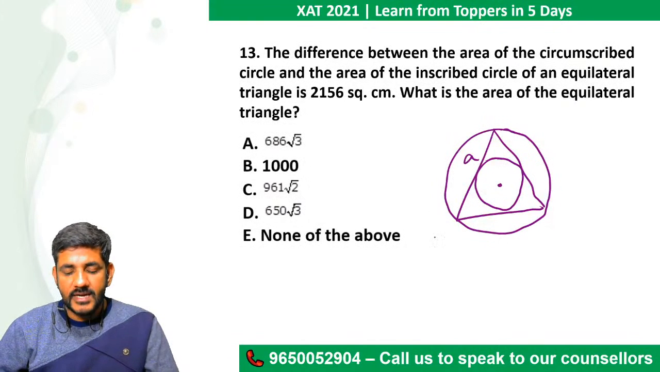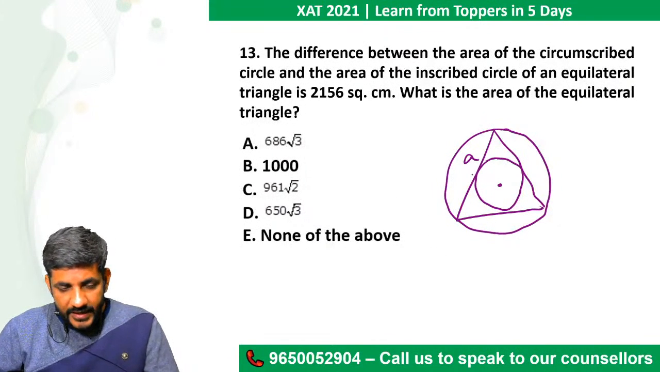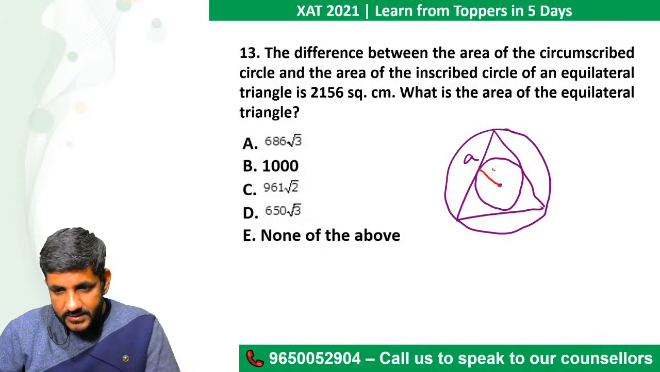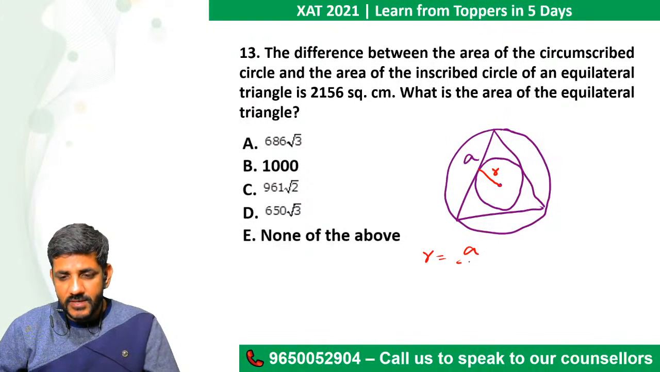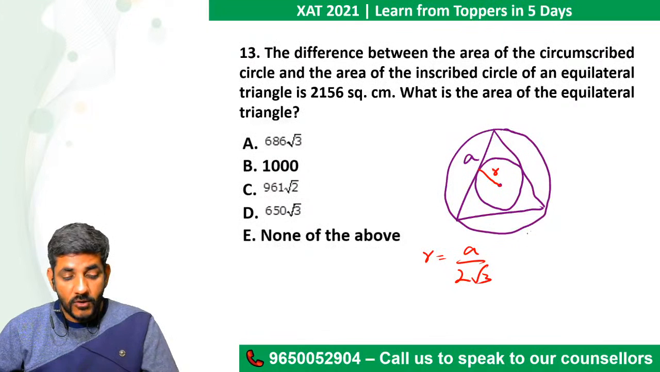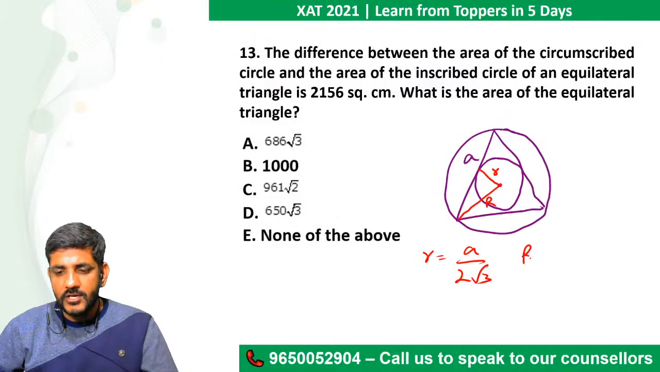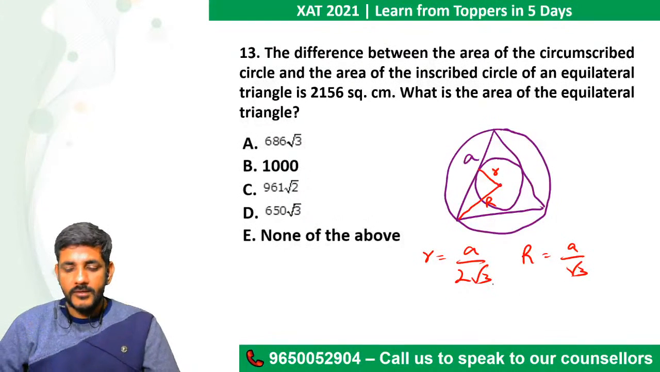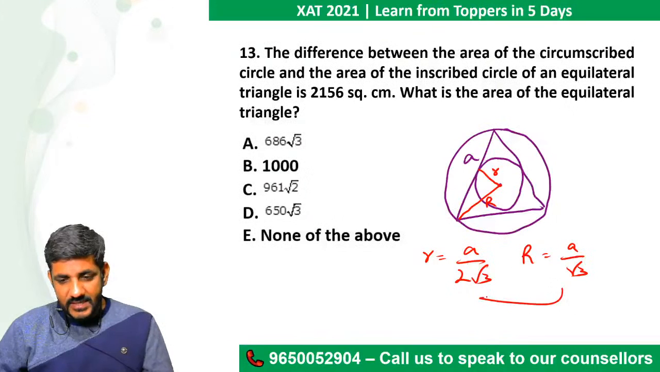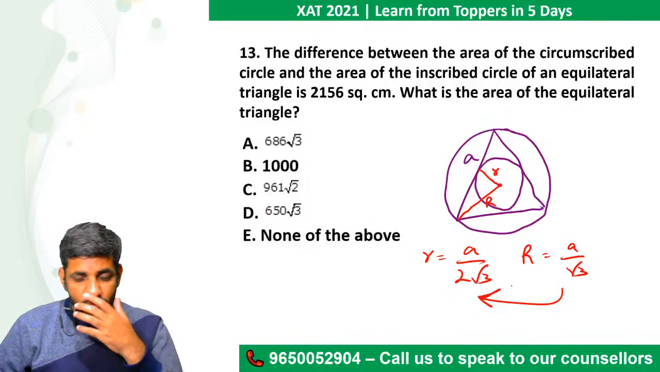If the side of the triangle is A, तो in radius जो होता है, that is let's call it small r, it is given by A by 2 root 3. और जो circum radius होता है, let us call it capital R, right? This is equal to A by root 3. So can I say if the radius gets halved here, so area जो होगा 1/4 होगा.